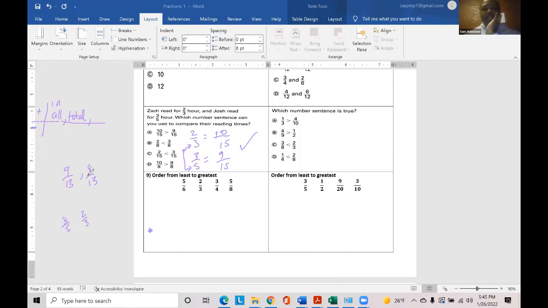So look at this first example. You had 9 over 13, 8 over 13. You told me you could compare them because they had the what? Same denominator. Now you have 3 over 5 and 2 over 3. You want to compare them. Do they have the same denominator? No. So what would you need to do to be able to compare them? Change it so they have the same denominator. Perfect.